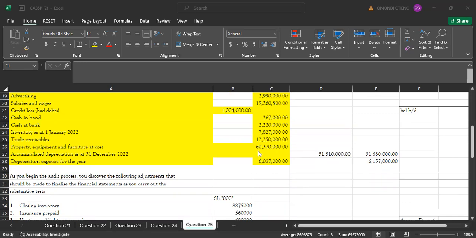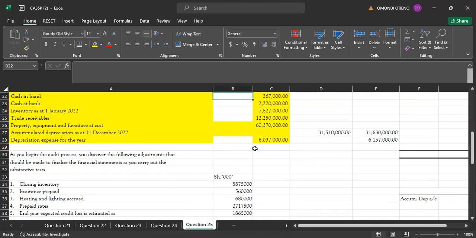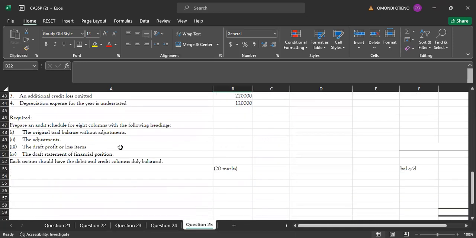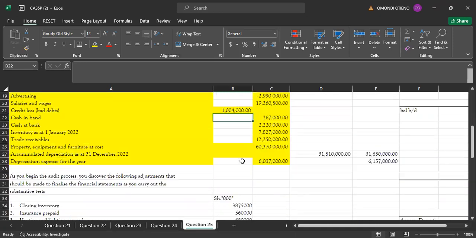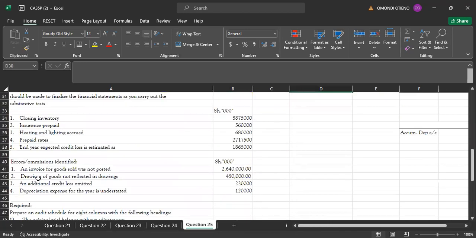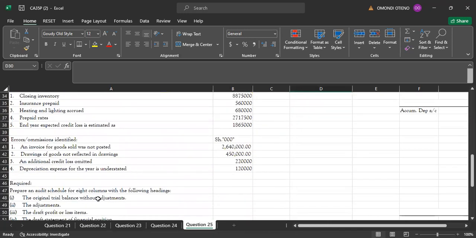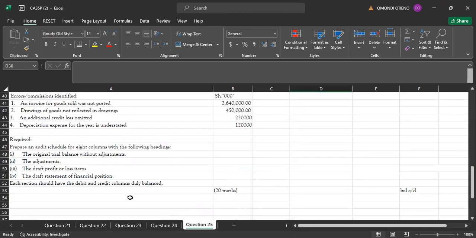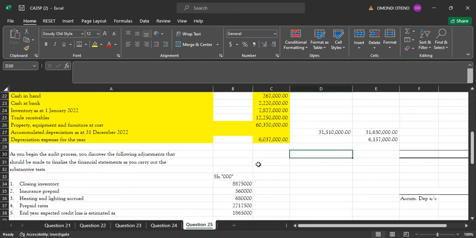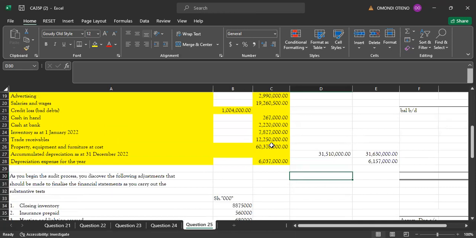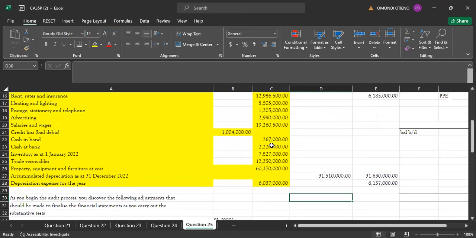Assume you do not know what will happen with these other items. First of all, do them in this order, because if you look at this, every correct entry will give you marks. So don't struggle to make things balance. Even though the examiner is telling you here that the original trial balance without adjustment should balance, each section should have the debit and credit columns duly balanced. Yes, well and good. But what if you're not able to get these other items? The ones that you've been able to calculate already will give you marks.